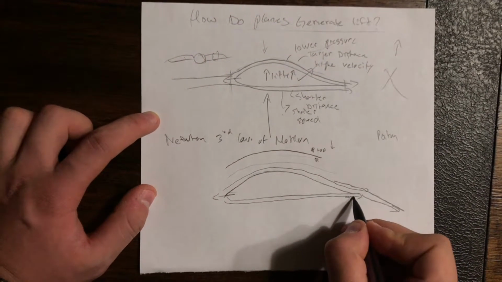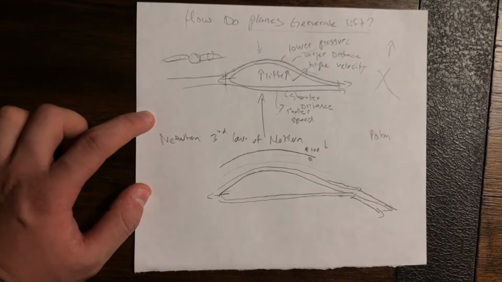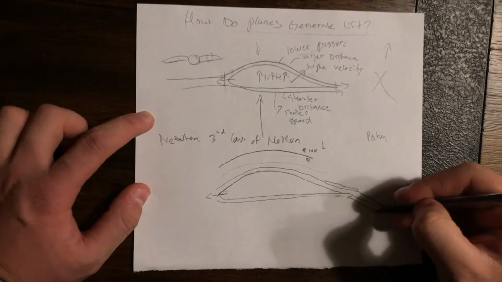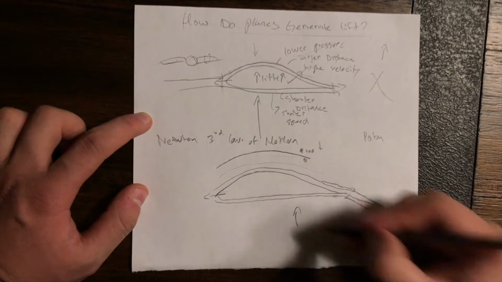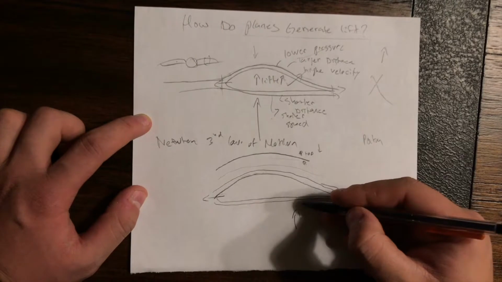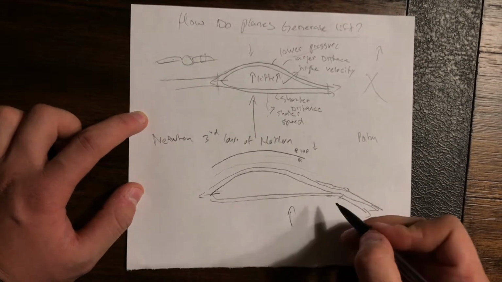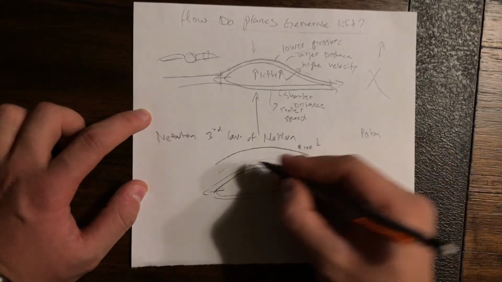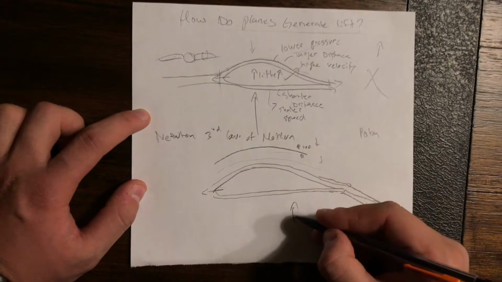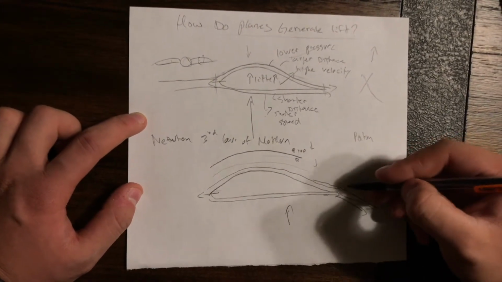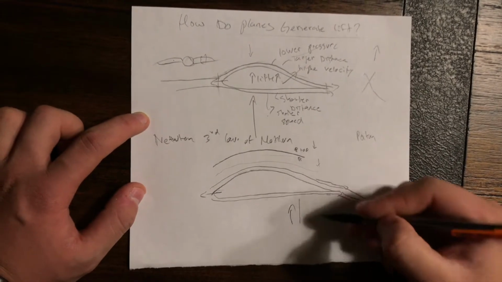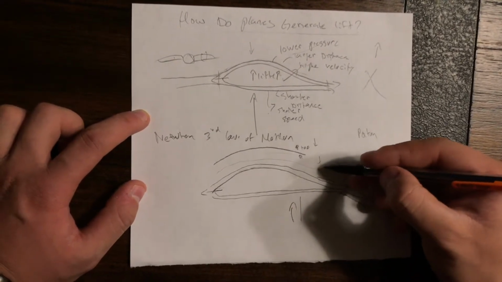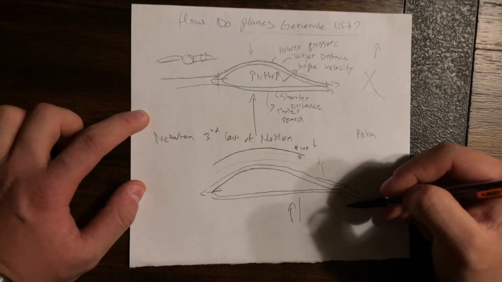And then that forces the bottom to deflect as well. Because it's deflecting down, the plane wing is going to deflect the other way due to Newton's third law of motion. And because of the change in pressure that this created, Newton's third law is going to create lift with the same magnitude that the pressure is pushing down.